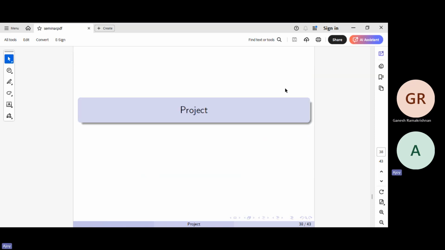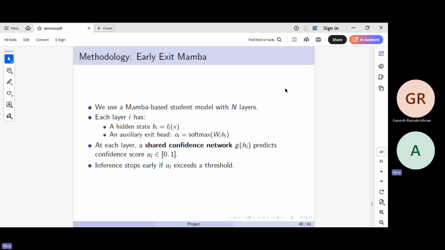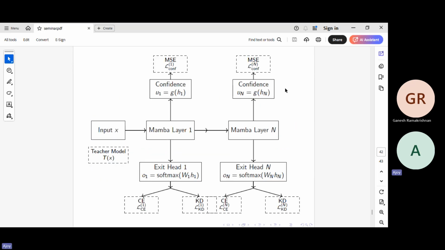So what's your project? Again, we are using a similar type of architecture, moving from a BERT-based architecture to a Mamba-based architecture. We have Mamba layers 1 to n and use almost the same architecture, adding an exit head, measuring cross entropy, adding a confidence, and we do a knowledge distillation from each exit head because we have an output from each layer. Then we do some weighted sum, or currently we're just thinking of adding all these loss terms together and training it.